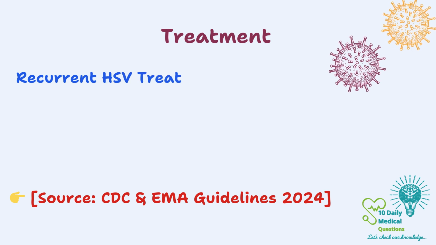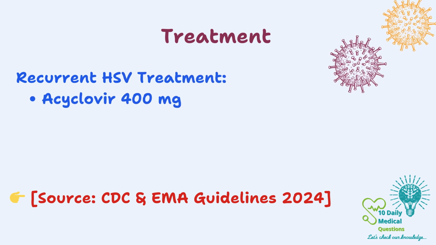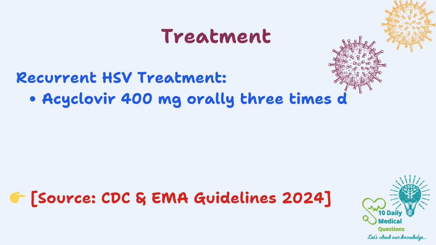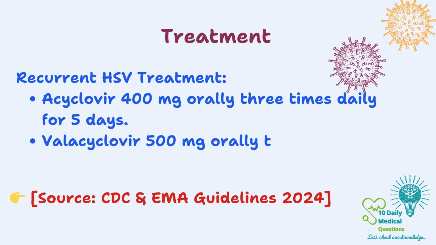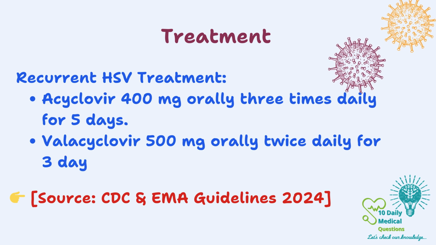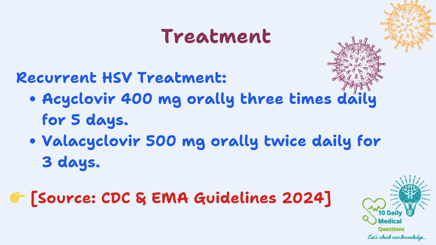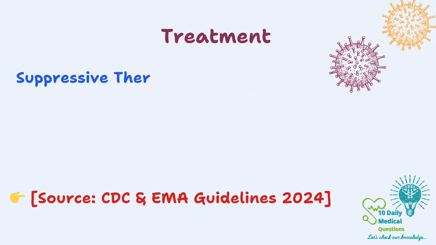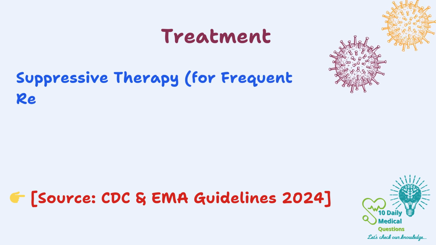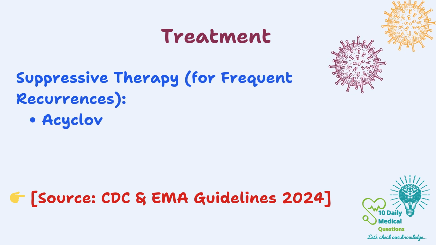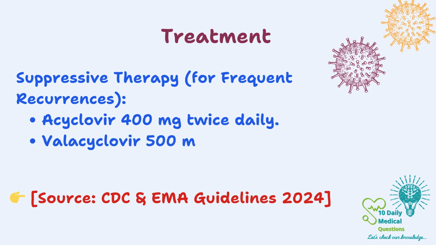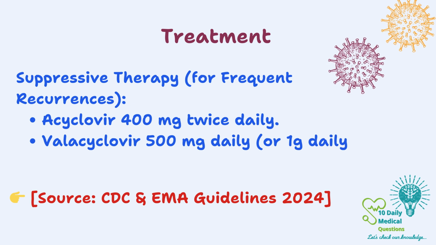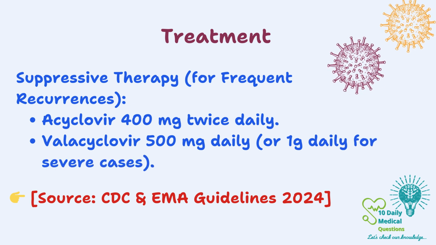Recurrent HSV treatment: acyclovir 400 mg orally 3 times daily for 5 days. Valacyclovir 500 mg orally twice daily for 3 days. Suppressive therapy for frequent recurrences: acyclovir 400 mg twice daily. Valacyclovir 500 mg or 1 gram daily for severe cases.